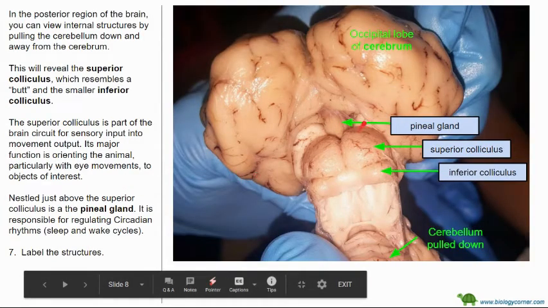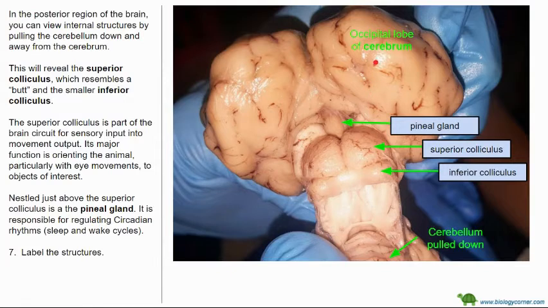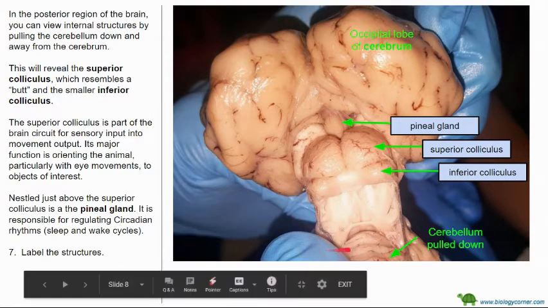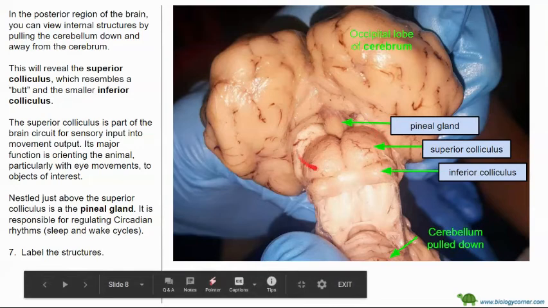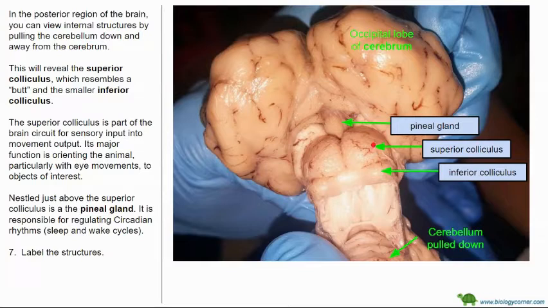All right, so now we're looking from the back of the brain, the posterior region. This is the occipital lobe, right? So this person's hands are holding the frontal lobe right here. And then this hand here is holding onto the cerebellum and pulling the cerebellum apart from the cerebrum. So we're looking at this area that's in that transverse fissure. What's underneath there? So we see something that kind of looks like a butt. All right, that's this area here. That's the superior colliculus. And then, like the little butt here, is the inferior colliculus.